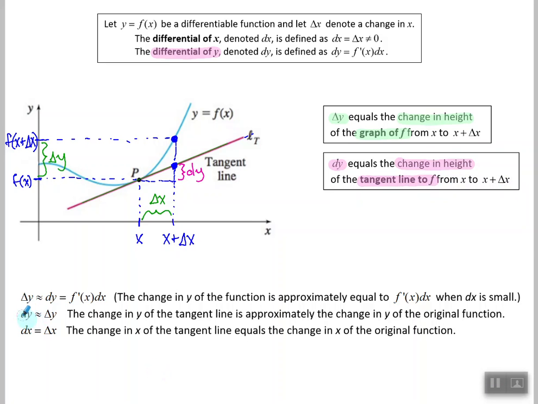So it's important that we remember that dy, the change in y of the tangent line, is approximately equal to delta y, the change in y of the original function, and that's when our change in x is very, very small. So correspondingly, dx, the change in x of the tangent line, equals delta x, the change in x of the original function. So again, the change in y, which is approximately the differential of y, dy, equals f prime of x dx. The change in y of the function is approximately equal to f prime of x dx when dx is small, when the change in x is small.